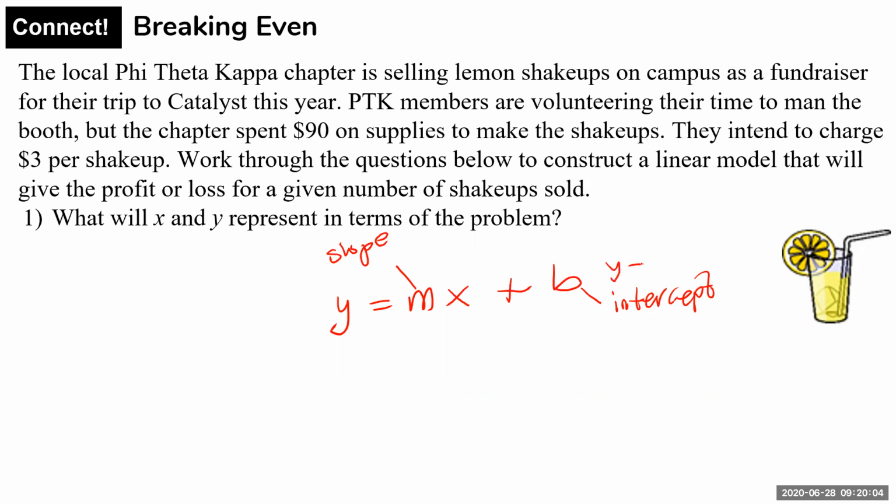Now we said the y-axis is called the dependent axis, and the x-axis is called the independent axis, because the values of x are independent, and they determine the value of your y.